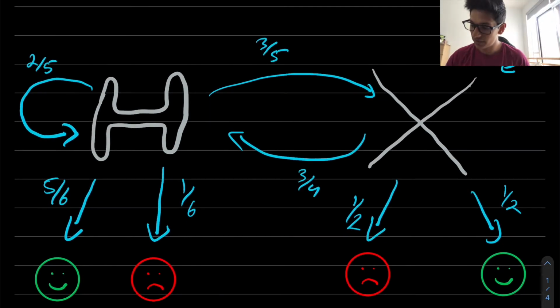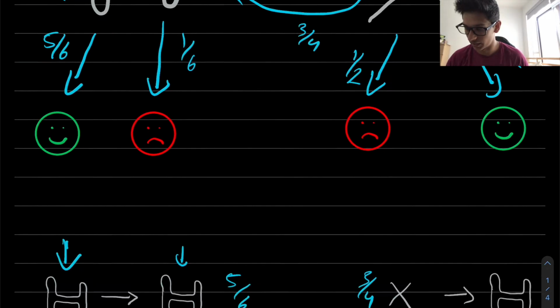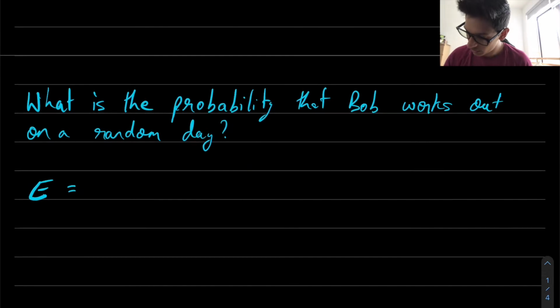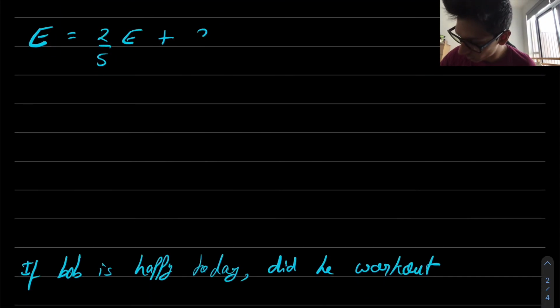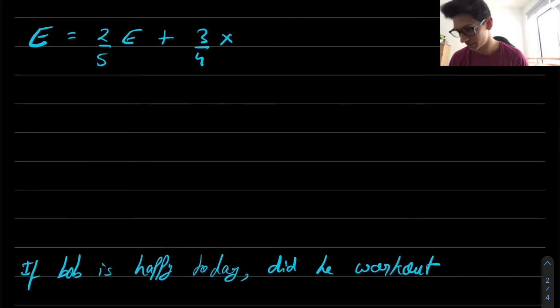So the probability of him working out, E, is equal to, let's look at the transitional probabilities. If he did work out the previous day, there's a 2/5 chance that he'll work out again. So 2/5 of E, plus, if he didn't work out the previous day, the chances of him working out now are 3 over 4. So that's 3/4 times X.